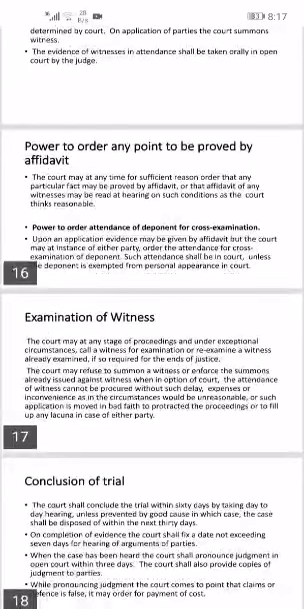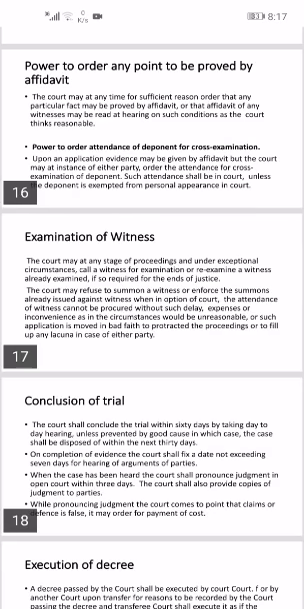Power to order any point to be proved by affidavit. The court may at any time for sufficient reason order that any particular fact may be proved by affidavit, or that affidavit of any witnesses may be read at hearing on such condition as the court thinks reasonable. Power to order attendance of deponent for cross-examination. Upon an application, evidence may be given by affidavit, but the court may, at instance of either party, order the attendance for cross-examination of deponent. Such attendance shall be in court unless the deponent is exempted from personal appearance in court.